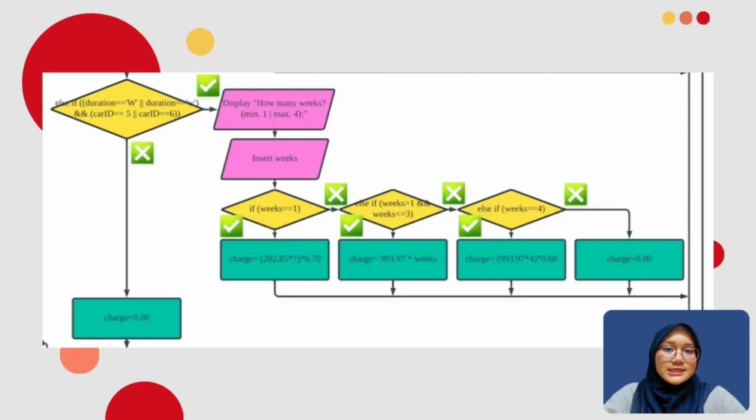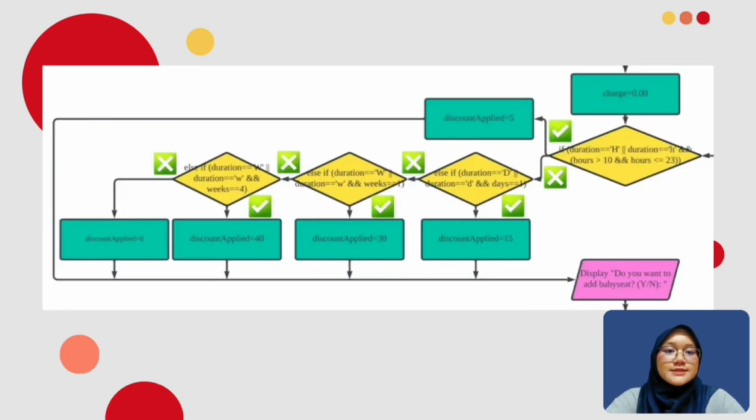The rest of the multiple nested if selection situation is all quite the same, and the only difference is in the car and duration chosen by the customer and also the pricing process. At the end of this multiple nested if selection, the last situation is when the duration and the car ID chosen by the customer is not as what has been in the system. It will enter the charge of 0.